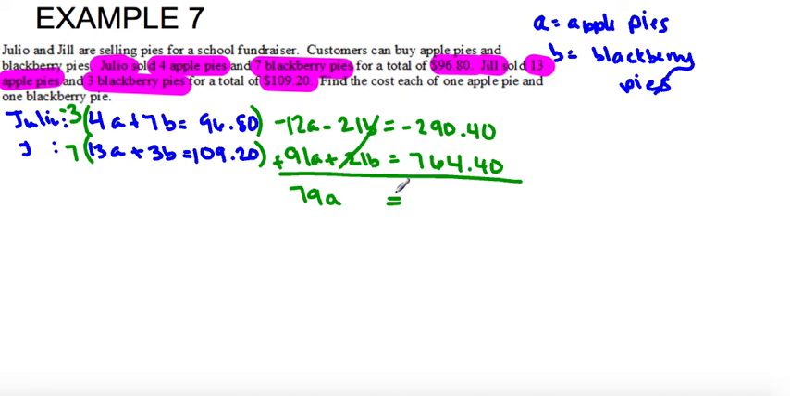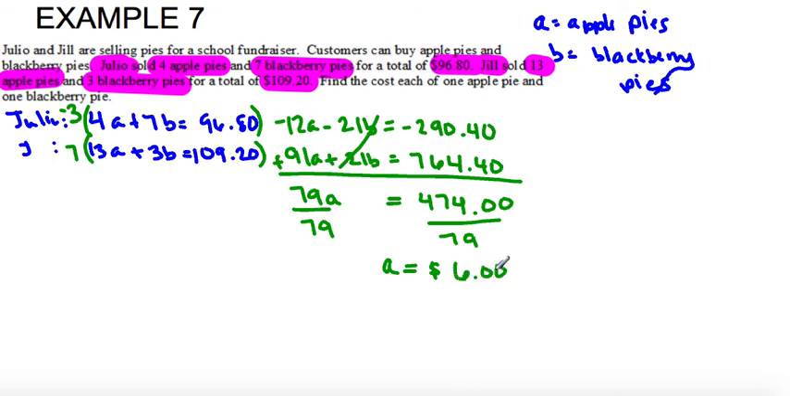And I have -290.4 plus 764.4, and that comes out to 474.0. I have to get a by itself, so I divide both sides by 79. So then a equals $6 for apple pie.